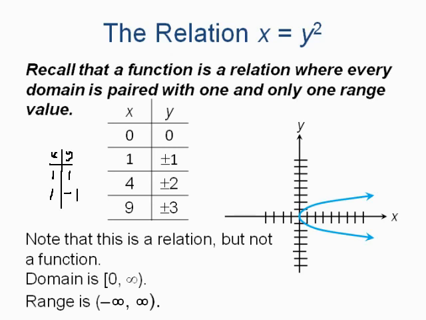And it still has a domain, and the domain, the X values, go from 0 to infinity. Now the range on Y, this thing's going to keep opening that way, and it's going to keep opening that way forever and ever. So the range would be from -infinity to infinity.